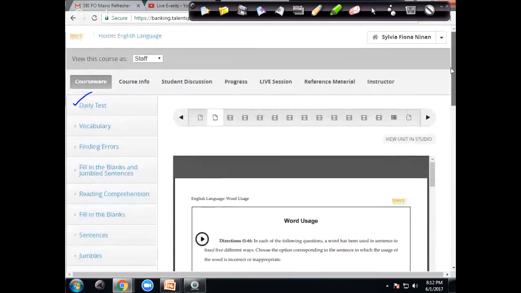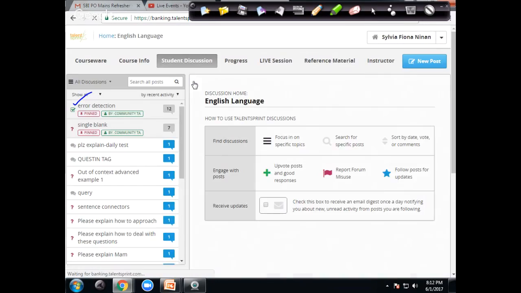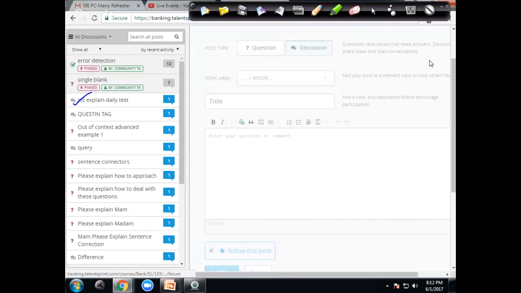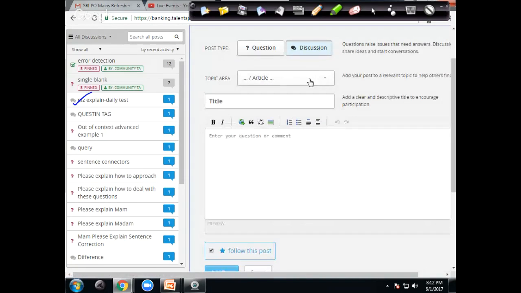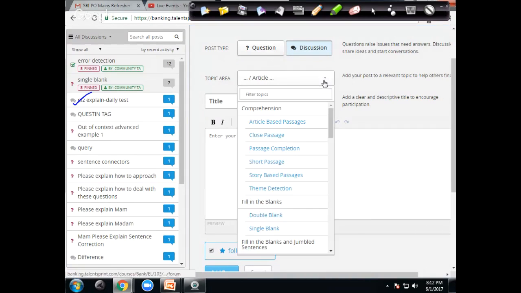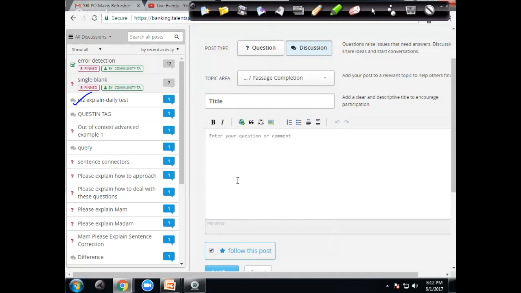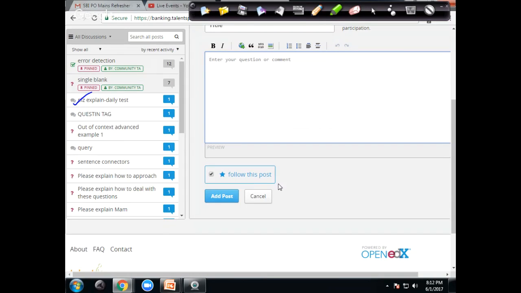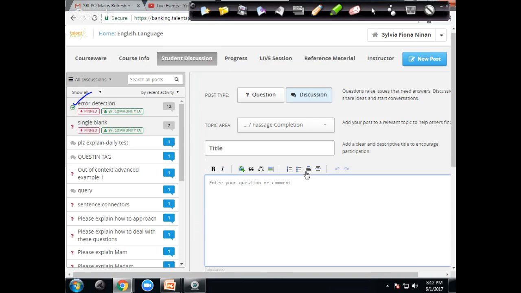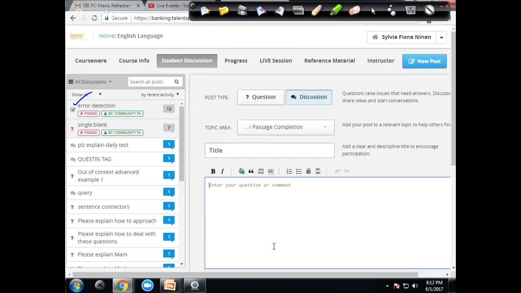Strategies are there. For those who have doubts, all you need to do is go to student discussion. Search for your question first and see if it's already answered. If it's not answered, go to new post. Select the question, select the topic, and type your question. Follow post will already be highlighted. Just add post and your question will come up here. We'll take it up in the problem-solving session.